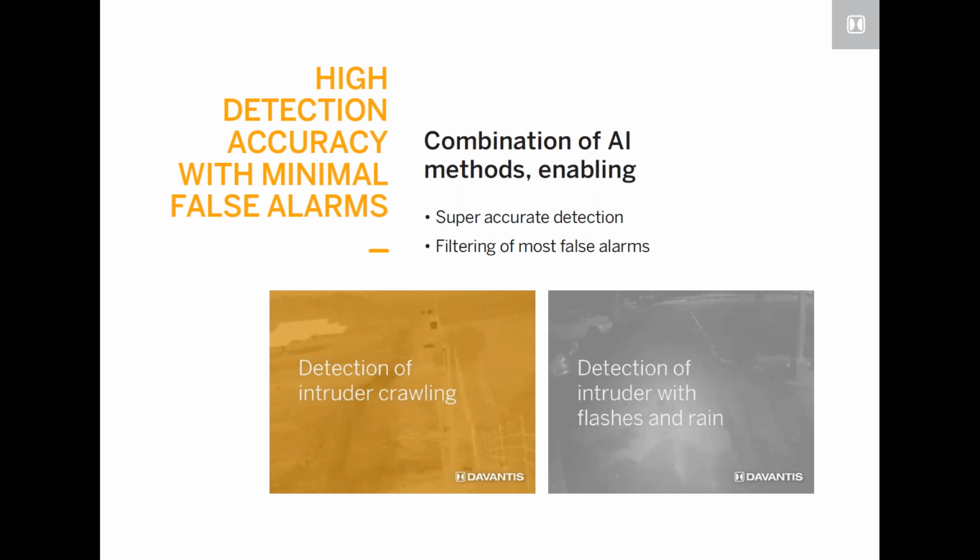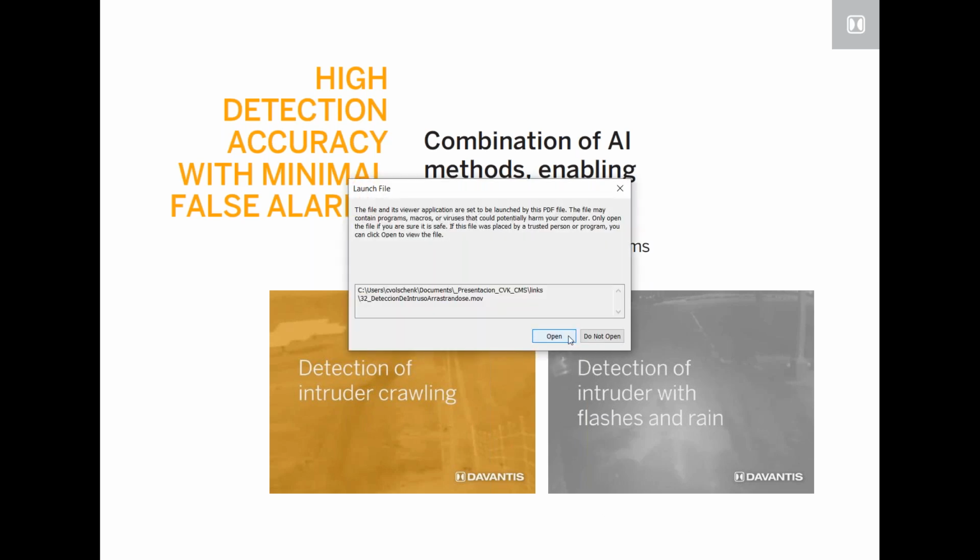So with Davantis, we use these things all in a combination. And that gives us a much higher accuracy rate and a very low false alarm rate, all at the source. You don't have to send anything up in the cloud to be filtered. We do that all. I thought it would be good to give you just 2 examples of detections with Davantis.